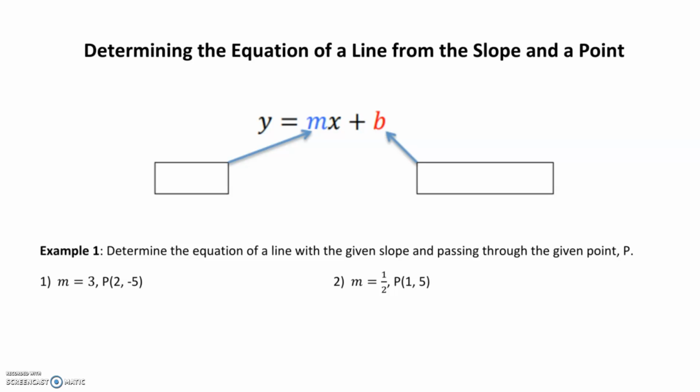This lesson is determining the equation of a line from the slope and a point. All of our answers are going to be in the form y equals mx plus b. In order to write the equation of a line, we need two things. We need m, which is our slope, and we need b, which is our y-intercept.